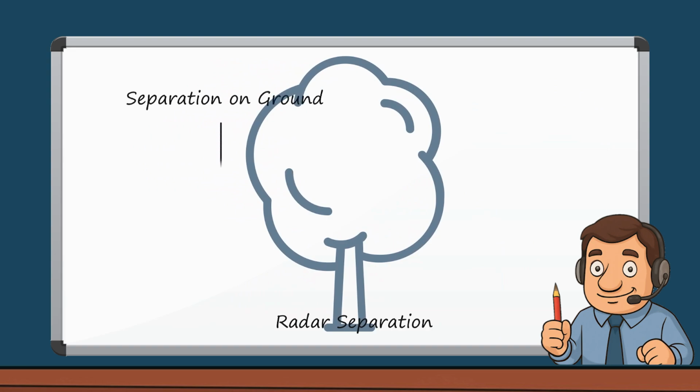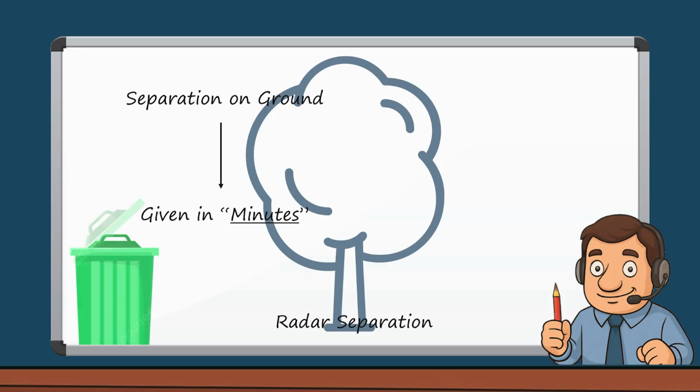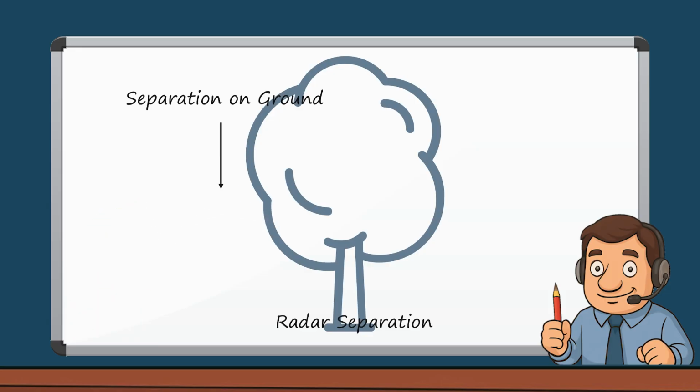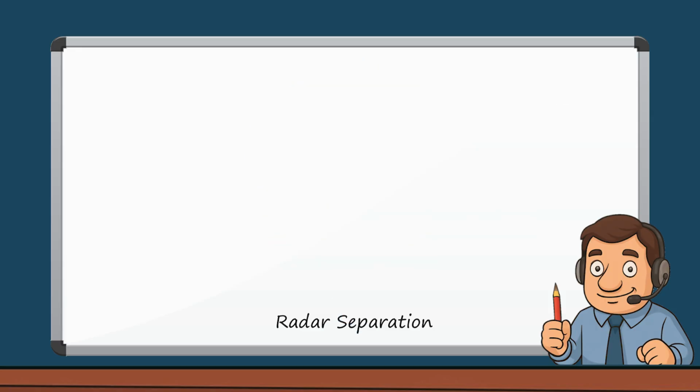Secondly, you may remember all the S2 separation on the ground were given in minutes. Now, you can go ahead and throw the whole minute thing into the bin. We don't deal in minutes doing radar separation in the air. They are given in nautical miles. That's the first big lesson.